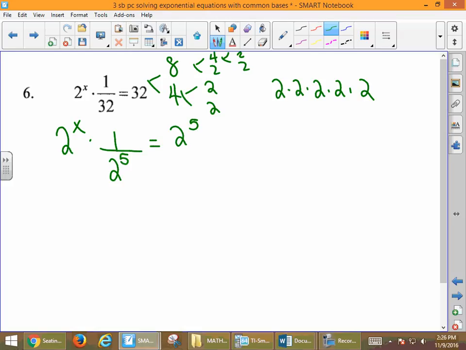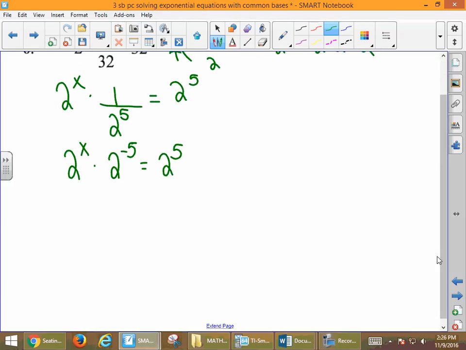If we go back to the left side of the equation, that 2 to the 5th in the denominator, we can flip and change the sign on the exponent. So it's 2 to the x times 2 to the negative 5th equals 2 to the 5th. And we've seen it a couple times today. When we multiply with like bases, we add the exponents. So this is 2 to the x plus negative 5. And over here on the right side, we have positive 5, 2 to the 5th.